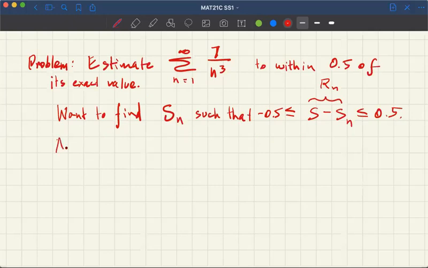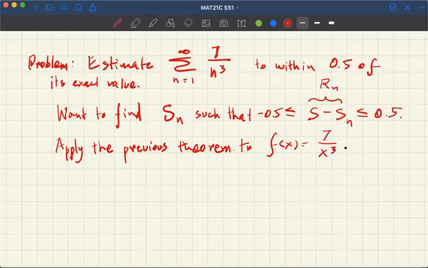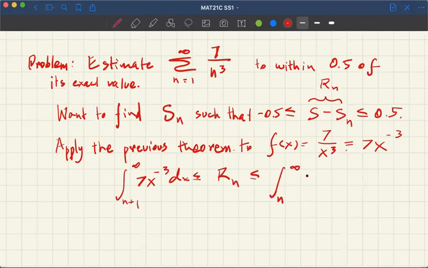Well, apply the previous theorem to the function f(x) equal to 7 over x cubed, which is 7x to the minus 3. So we have the integral from n+1 to infinity of 7x to the minus 3 dx, less than or equal to Rn, less than or equal to the integral from n to infinity of this same function.